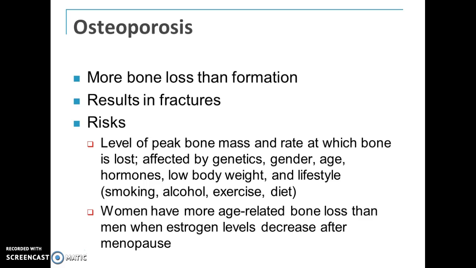Osteoporosis, as I mentioned, means more bone loss than formation, which results in fractures, and there are a number of risk factors that we can control and we can't control. So we have our level of peak bone mass and the rate at which bone is lost, which are really going to be our determinants for osteoporosis, affected by genetics, gender, age, hormones, low body weight, and lifestyle, such as smoking, alcohol, exercise, and diet. Women have more age-related bone loss than men when estrogen levels decrease after menopause, as I mentioned.